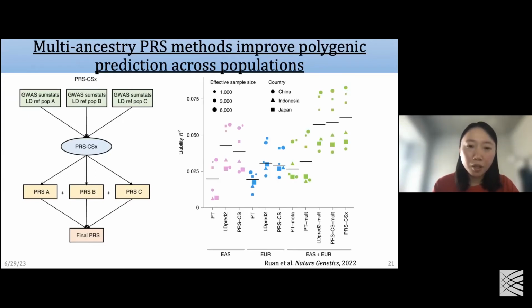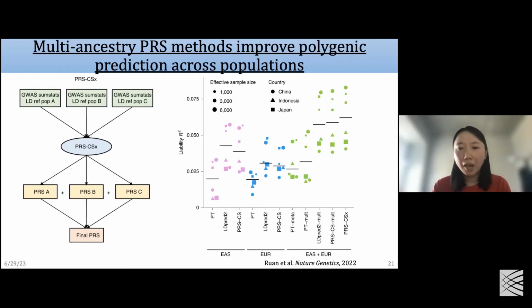So in their paper, they compared PRS-CSx with a bunch of other methods and reported the R-square on the liability scale for schizophrenia across a few East Asian cohorts. So on the x-axis, they show different methods, based either on the East Asian discovery GWAS or the European discovery GWAS, or using both GWAS from these 2 ancestries. So among all these comparisons, they found PRS-CSx actually showed the best performance.